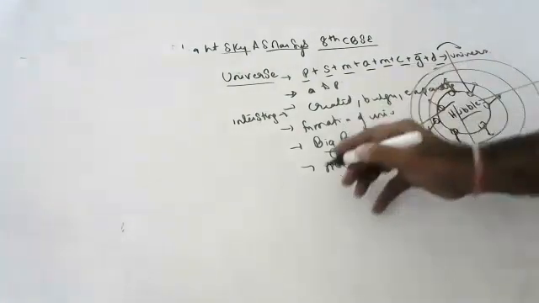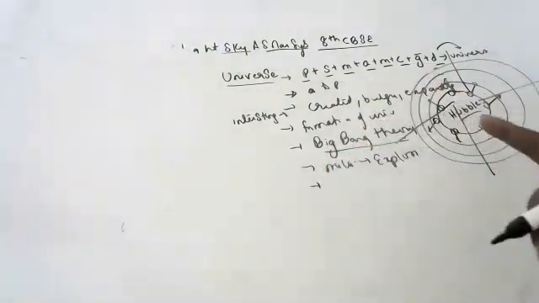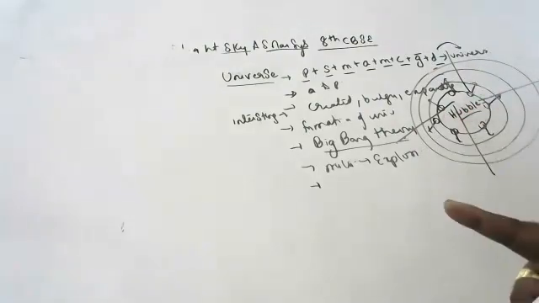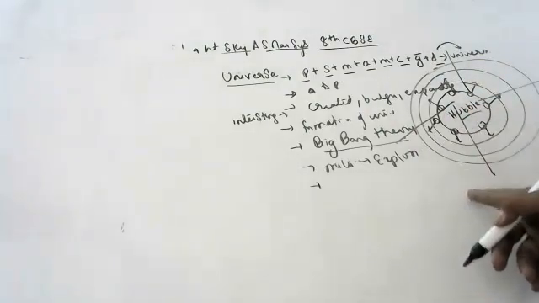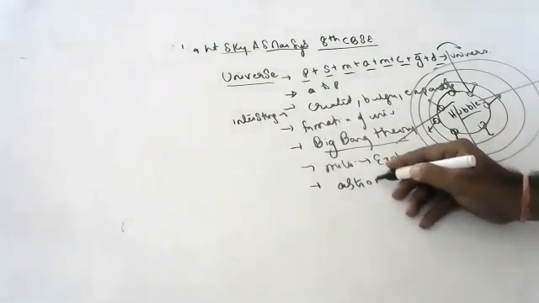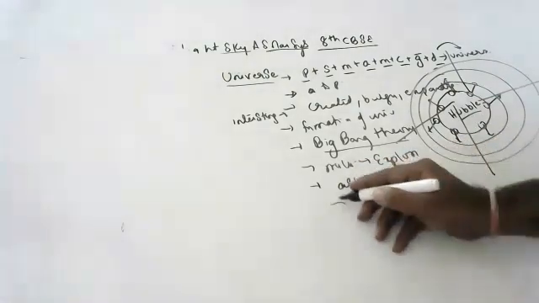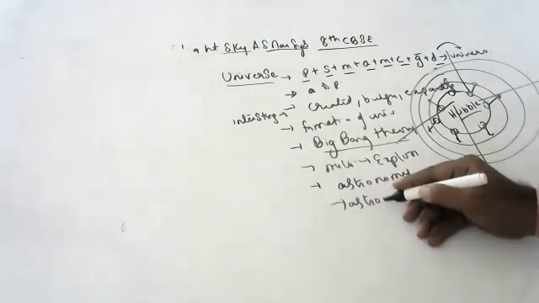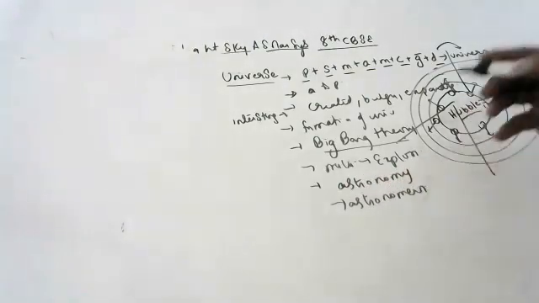Okay, so all these things we study in the branch of astronomy. What is astronomy? Astronomy is a branch of science that deals with the study of the universe, and people who study astronomy are called astronomers.